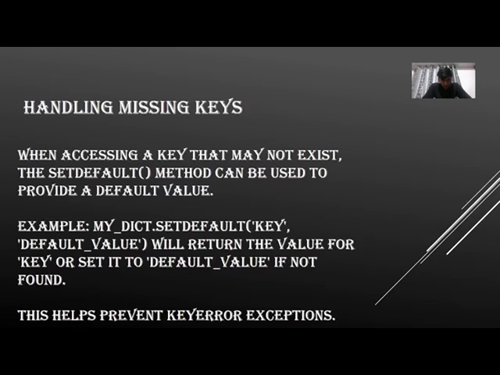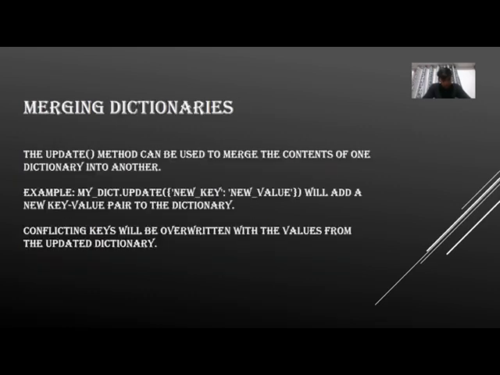Handling missing keys. When accessing a key that might not exist, the setdefault method can be used to provide a default value. Example, my_dict.setdefault(key, default_value) will return the value for the key, or set it to default_value if not found. It helps to prevent key errors.